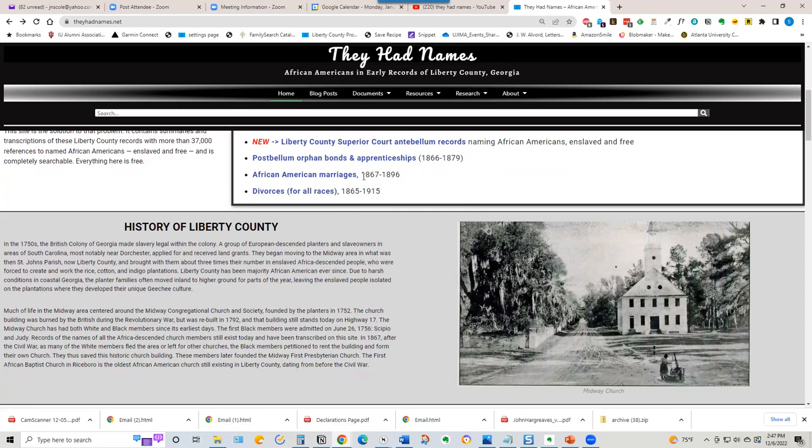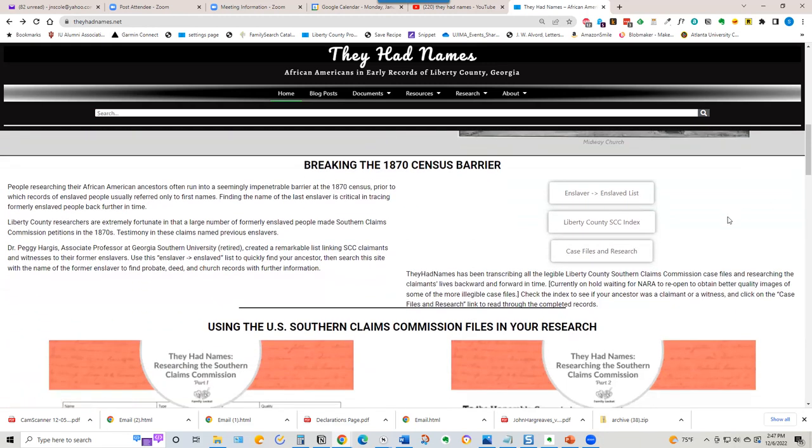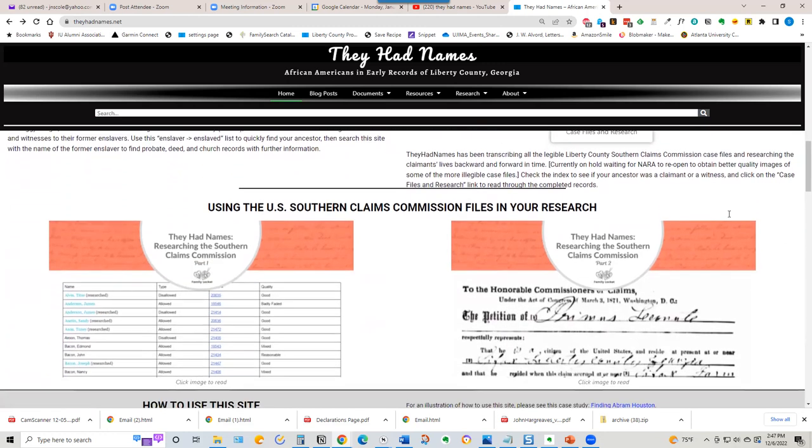And then, as I said, it's mostly antebellum records, but we did a list of African-American marriages up through 1896, because without that 1890 census, it's just so easy not to be able to find people. And then again, the divorces of all races for the same period. A little history of the Midway Church, because that was pretty central in Liberty County. And then more about the U.S.